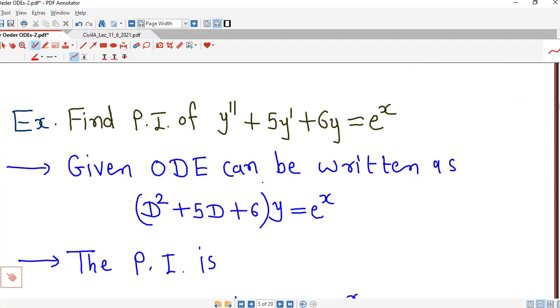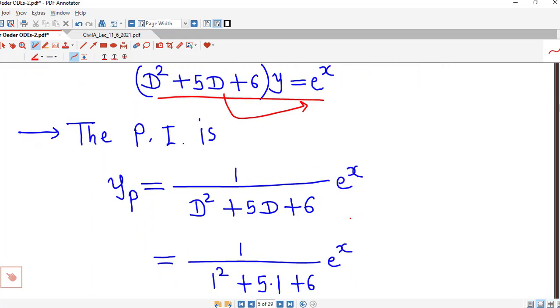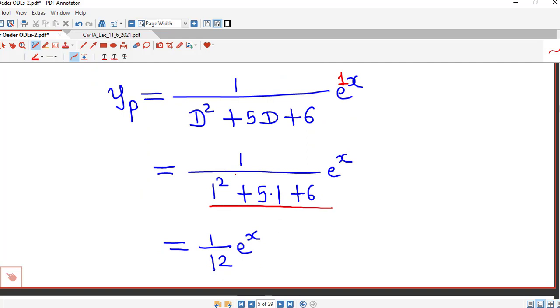Now we consider this problem: y double dash plus 5y dash plus 6y equal to e raised to x. So this we can rewrite in terms of capital D as (D square plus 5D plus 6) y equal to e raised to x. So the particular integral is yp equal to, we consider this on the right hand side, 1 over D square plus 5D plus 6 times e raised to x. So if we put D equal to 1, here the coefficient of x is 1, then we have a non-zero value. This is going to be 1 plus 5 plus 6, that is 12. So this is our particular integral.